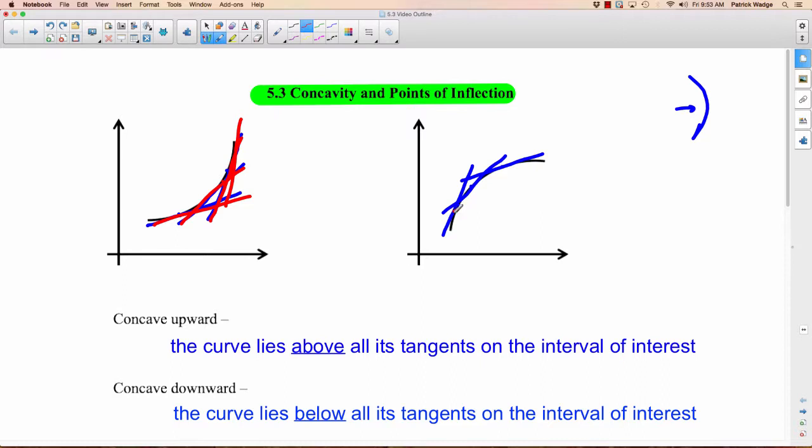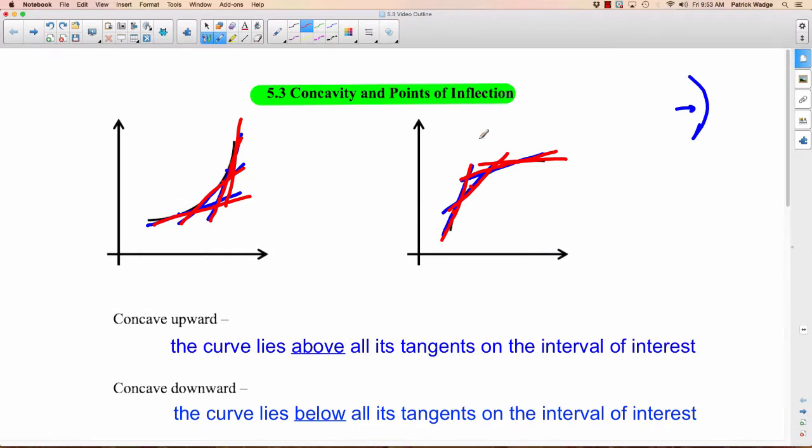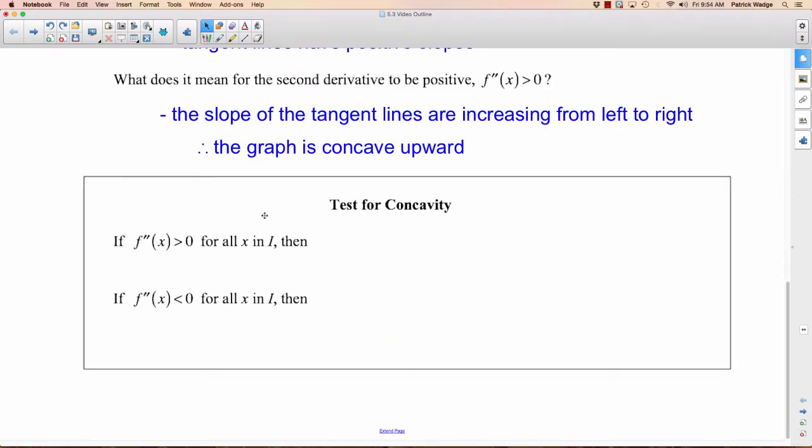If I look at this point, I have a pretty steep slope, and then I look at this one, oh, it's not as steep. I look at this one, it's getting less steep. I look over here, it's even less steep. They're getting less and less as we move from left to right. So if that's the case, you end up with concave down, just like this one is here. So this allows us to have a test for concavity to see whether something's concave up or concave down.